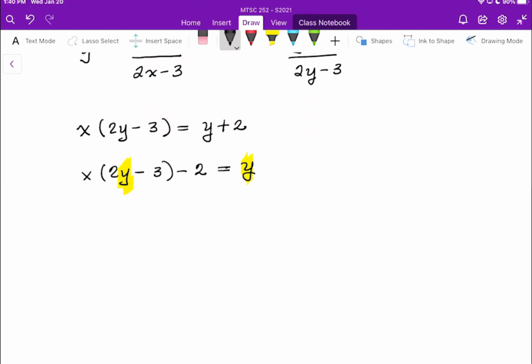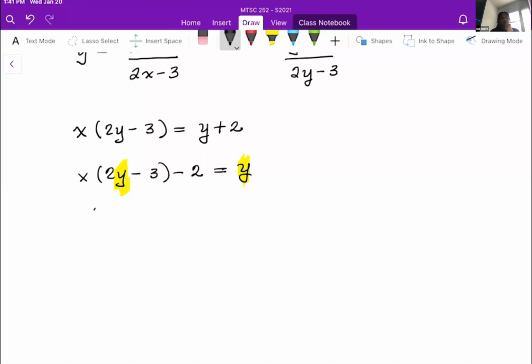So first things first, we have to separate that x. We don't want to separate it. We want to distribute it. Okay, yeah. So then it would be 2y times x and then the x times the negative 3. Okay. So now what do I want to do?